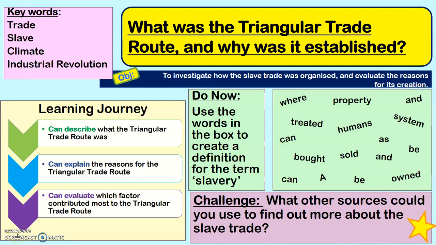Hello everyone. So last time we were looking at what the triangular trade route was, and we looked at categorizing some of the reasons why it was established. So if you didn't do that lesson, you will need to go back and do that to be able to do the work today.